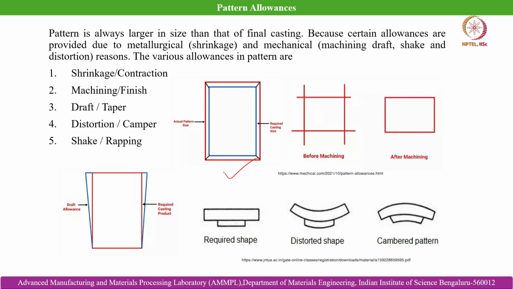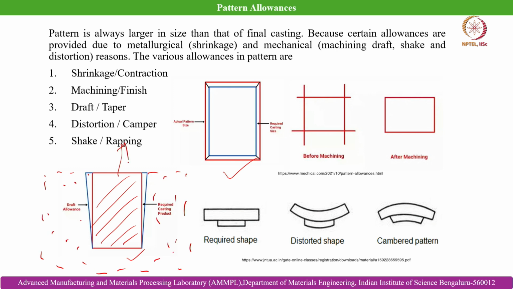And then here comes the draft or taper allowance. Here we are talking about ramming the sand around the periphery of the pattern, and then we need to remove the pattern out of the sand bed, because only then is the mold cavity produced. Assume this is the pattern and this is your sand bed. The moment we try to take the pattern out, it can cause lateral enlargement of the cavity, which is not desired.